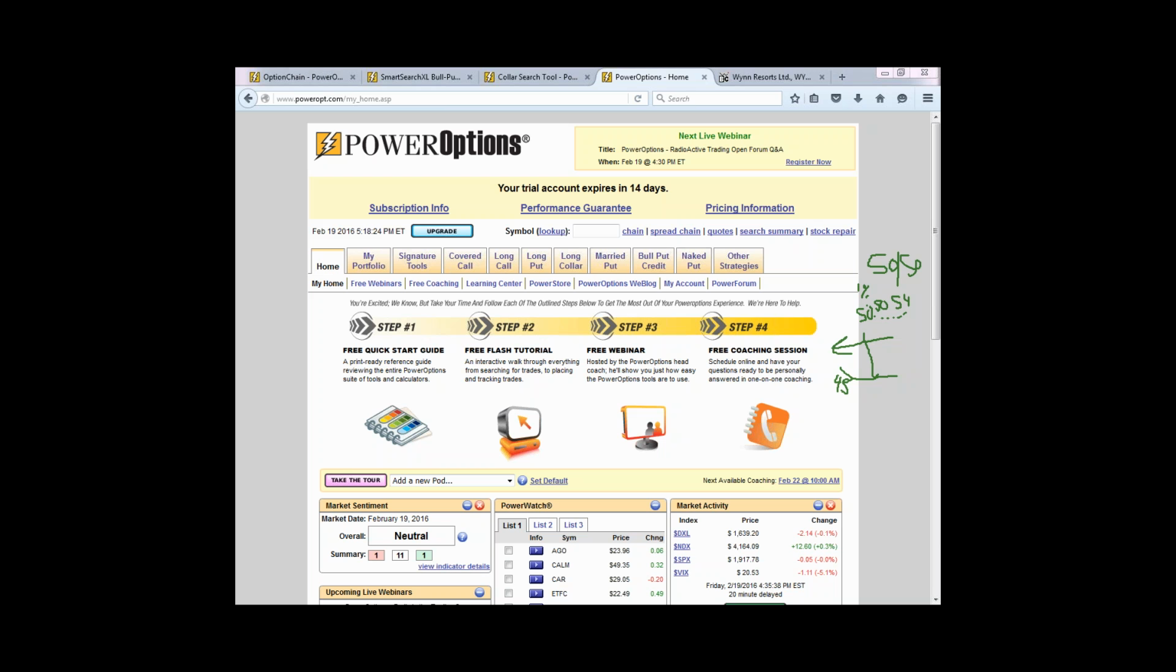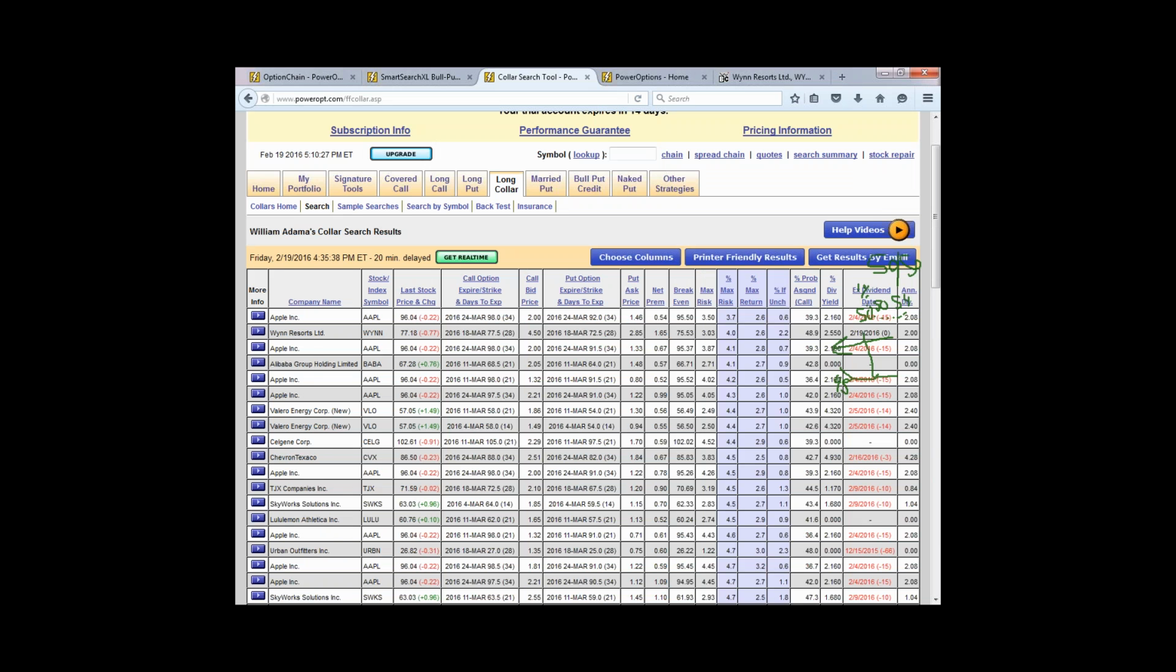Okay, so that's that. Jim asked a question. I'm going to go into an example of a diagonal in a little bit for SIVA again, since we were on that topic. But going back to our collar discussion, very quickly here, let's go back to Wynn Resorts.